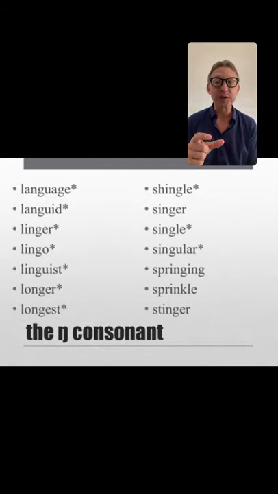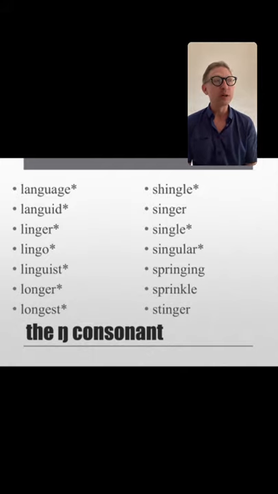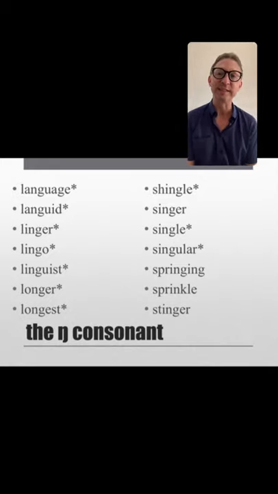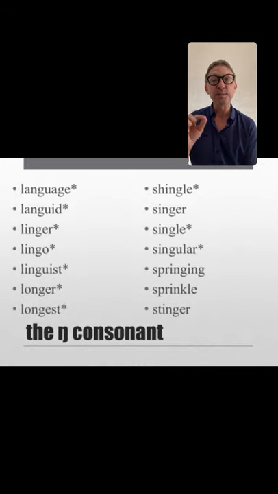Lingo. Lingo is a special type of language. So in meditation, you have a special lingo, special words that you use for your profession. In sports, with football, there's another lingo, or parlance is another nice word here. Special language. Linguist. This is a person who studies languages, or an aspect of language.